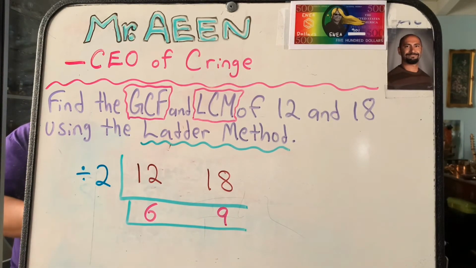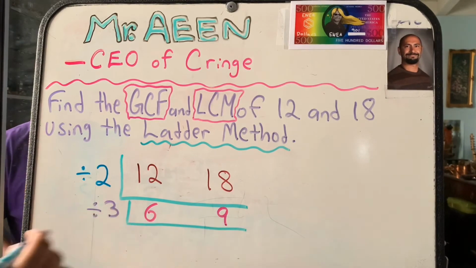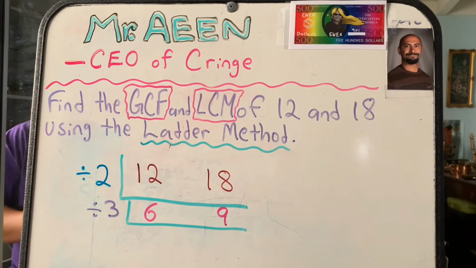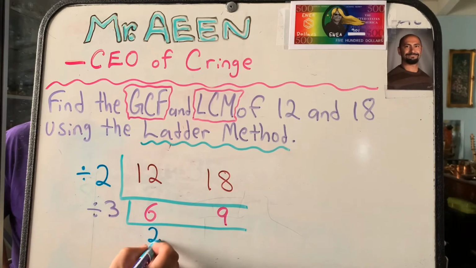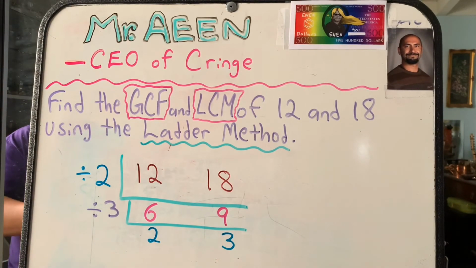Then you make another L. See if you can keep going. See if you can divide 6 and 9 by another number. And 3 works here. So 6 divided by 3 is 2. 9 divided by 3 is 3.